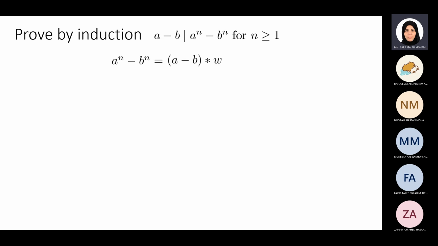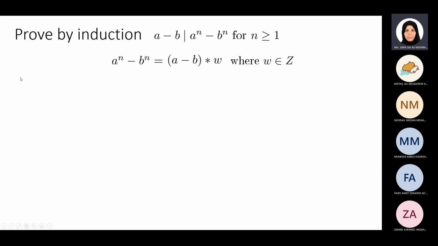How to represent that? I express it as a minus b times an integer value. You can give it any symbol. Here I put w. w should be an integer. So this is exactly a divide. I can express this statement, which means a to the power n minus b to the power n is something multiple of a minus b, or divisible by a minus b. So we can write it in this way.